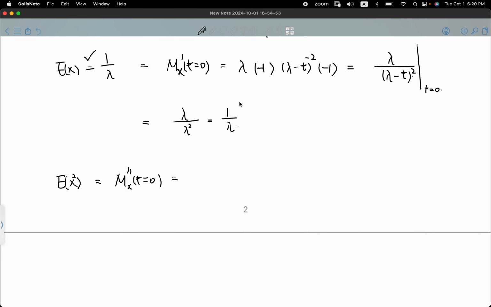Okay. So now maybe let me use the product rule again. So minus lambda times lambda minus t raised to the power of negative 2, and then d/dt, right? We are working with the homogeneous function, so we want to take the derivative with respect to t here. So this thing here is the first order derivative, and here we're just taking another derivative. So what does this expression give you?